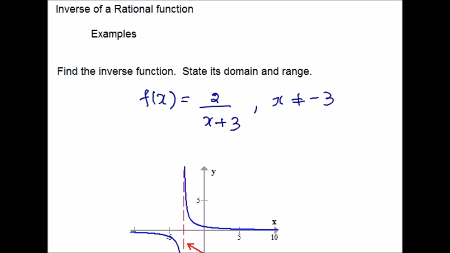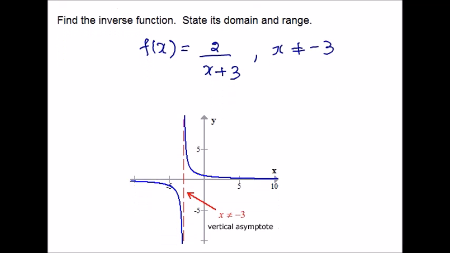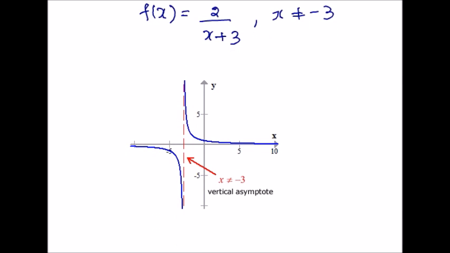Here is the graph of the function. Please look at the graph. It seems that no horizontal line will intersect the graph more than once. That's a good sign. The vertical dashed line is called a vertical asymptote. The graph will never cross that. Please remember, it comes from the zeros of the denominator, or the restricted values of x.